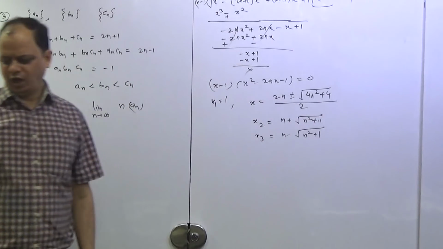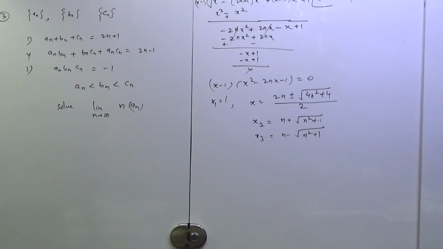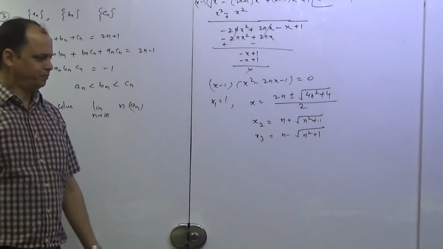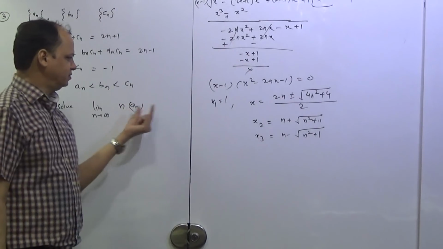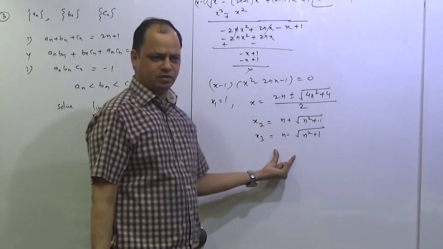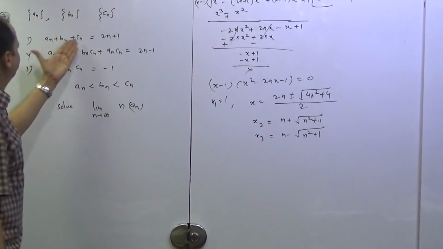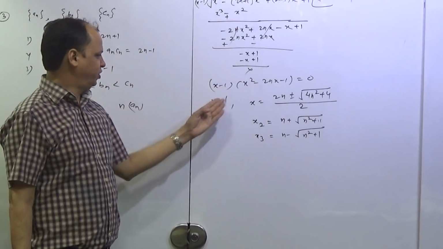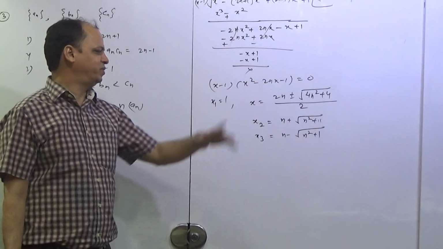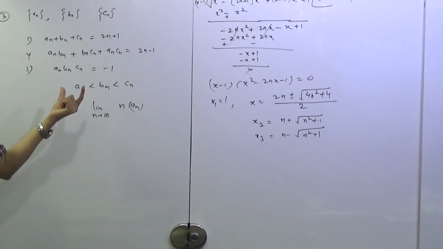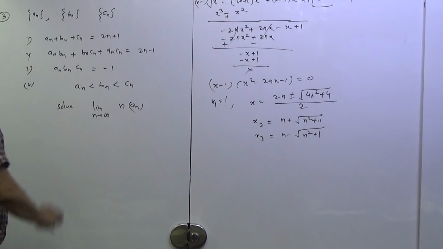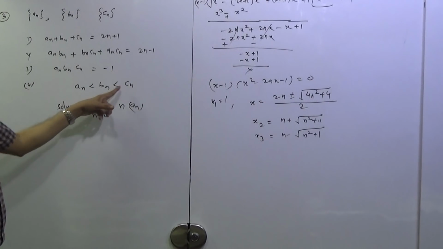Okay. Now, what do you want to do exactly? You want to solve the limit n tending to infinity of n times a. Now you do not know what is a, and we are getting exactly 3 roots over here. We have this equation with 3 roots, an, bn, cn. Now which value is representing an, which one is bn, which one is cn? For that you have been given the fourth relation: an less than bn less than cn.